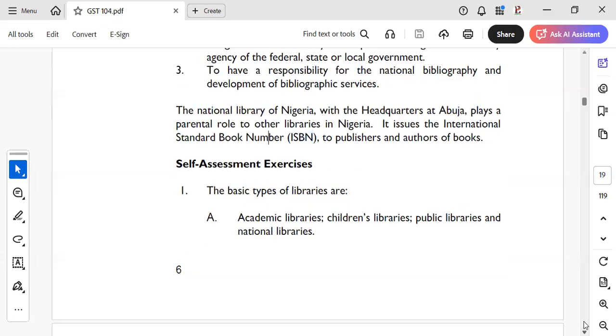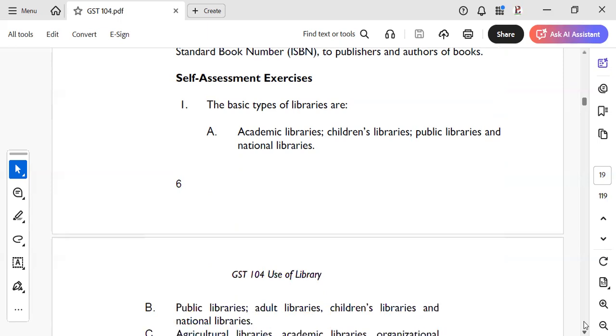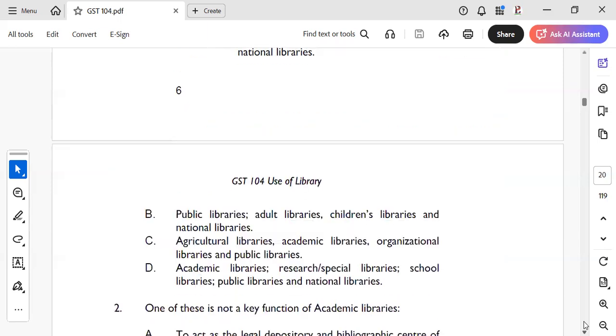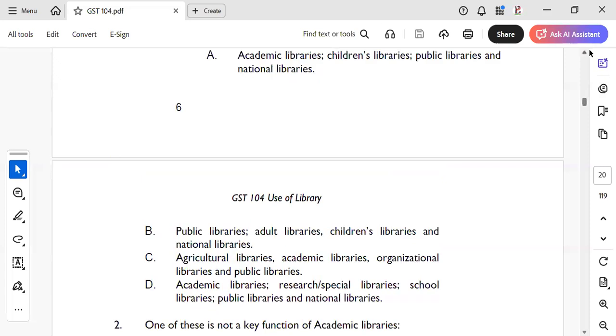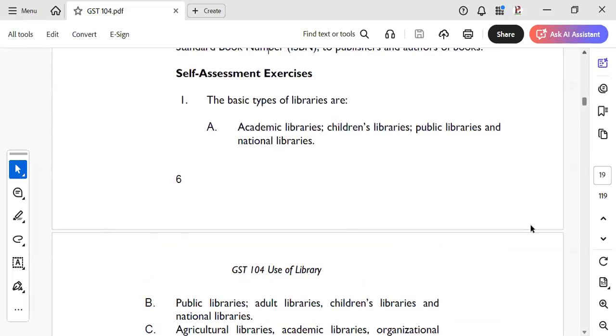So, we've done justice to types of libraries, and I believe by now you know the difference between the libraries. So when you hear someone mention school libraries, you should know what the person is talking about. Or when somebody mentions national library, you should know what the person is talking about and the differences between all of them. Now let's take this assessment together in the short time we have.